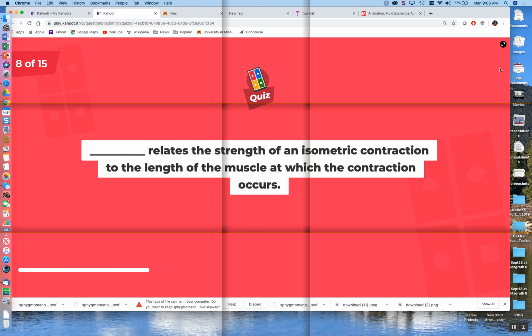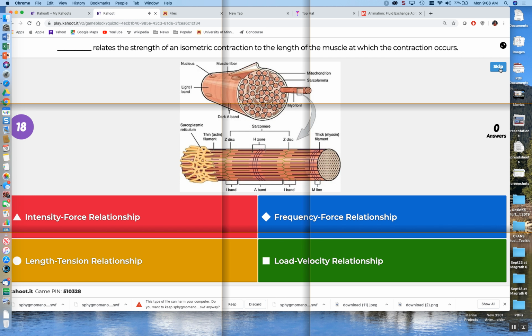Okay, blank relates the strength of an isometric contraction to the length of the muscle at which the contraction occurs. Is this intensity force, frequency force, length tension, or load velocity? Length relates the strength of an isometric contraction to the length of the muscle at which contraction occurs.